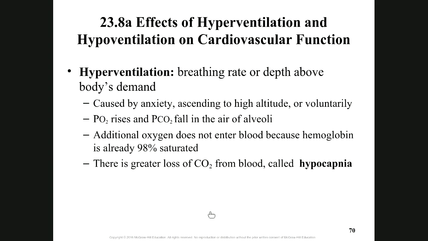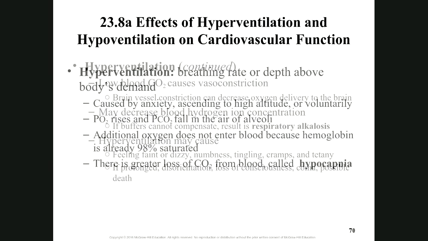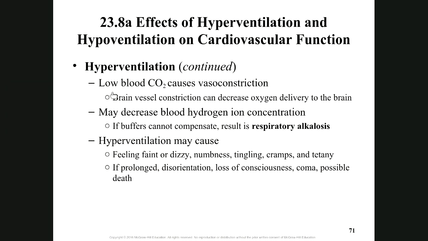The pressure of oxygen increases and the pressure of carbon dioxide decreases in our alveoli. When the pressure of carbon dioxide comes down, we call it hypocapnia. The low blood carbon dioxide pressure can cause vasoconstriction, and one place where we have vasoconstriction is the blood vessels in our brain. The blood vessels in our brain go into vasoconstriction, and it can decrease the amount of oxygen in our brain, and it can cause fainting, dizziness, numbness, tingling, cramps, and tetany.